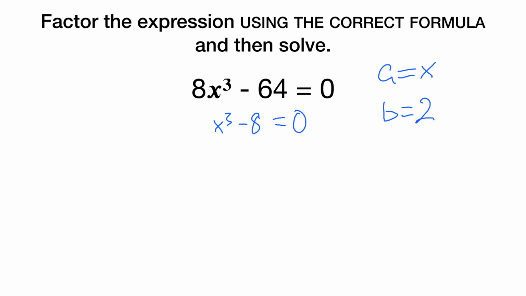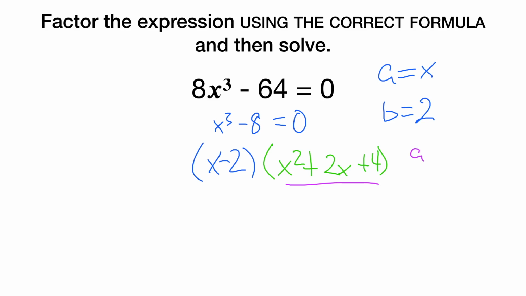So now that we know that, x minus 2, and then our other side, x squared plus 2x plus 4. Alright, so now we're going to use our quadratic equations. So a is 1, b is 2, c is 4.